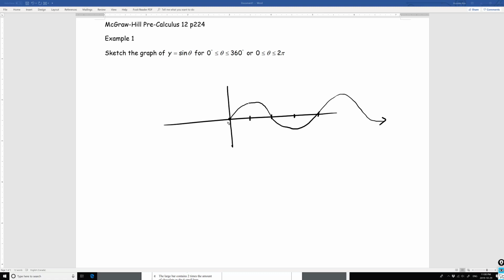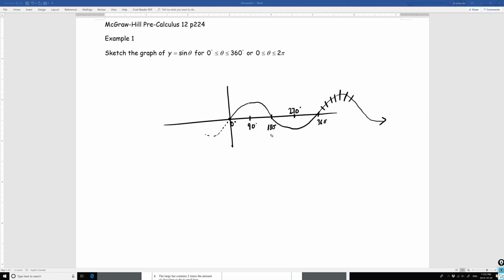It even goes backwards. It keeps on going backwards forever and ever, but we're not interested in negative values according to this problem. So 0 degrees is here. This is 90, 180. This is 270. We keep on adding 90 degrees, 360, etc. So we're not going to worry about this part here.